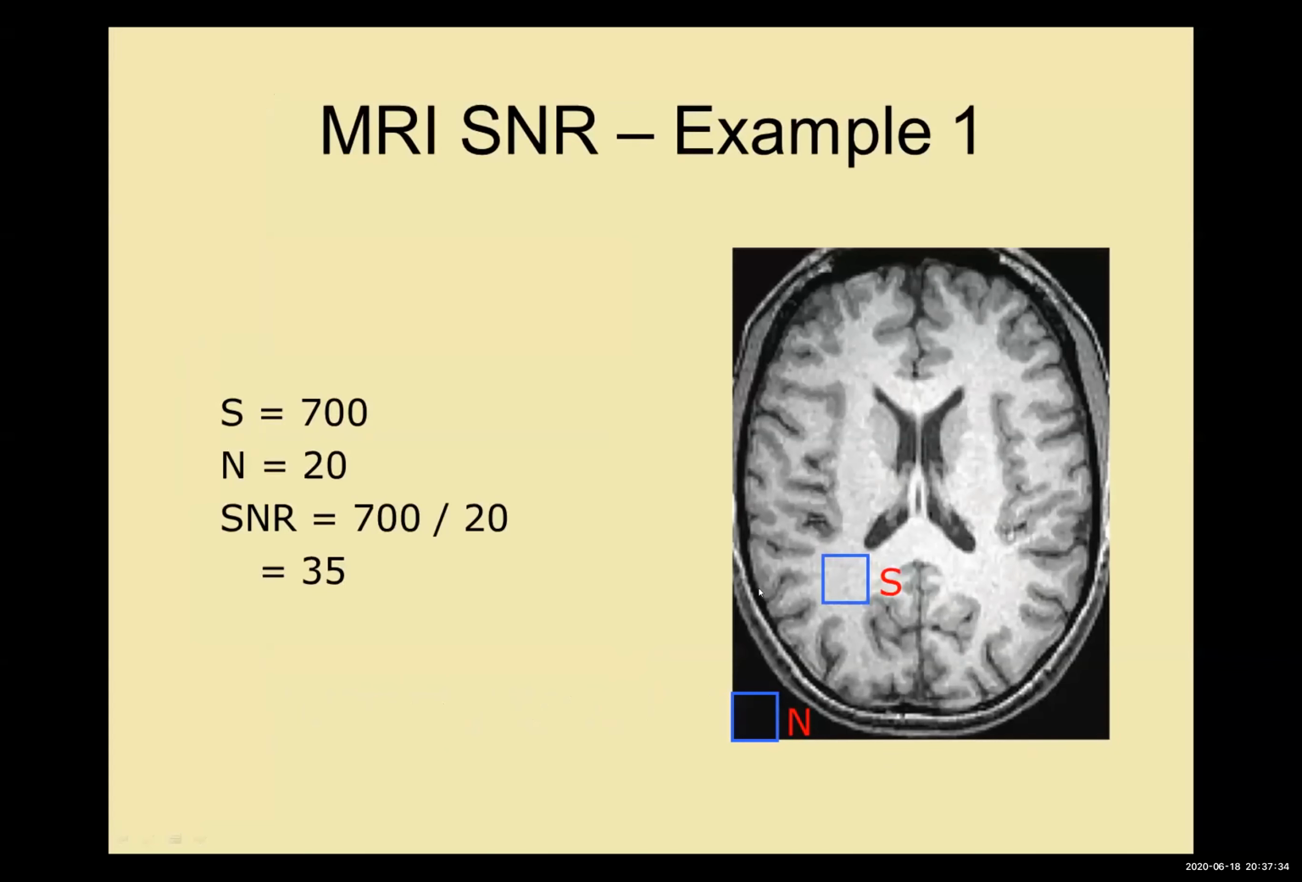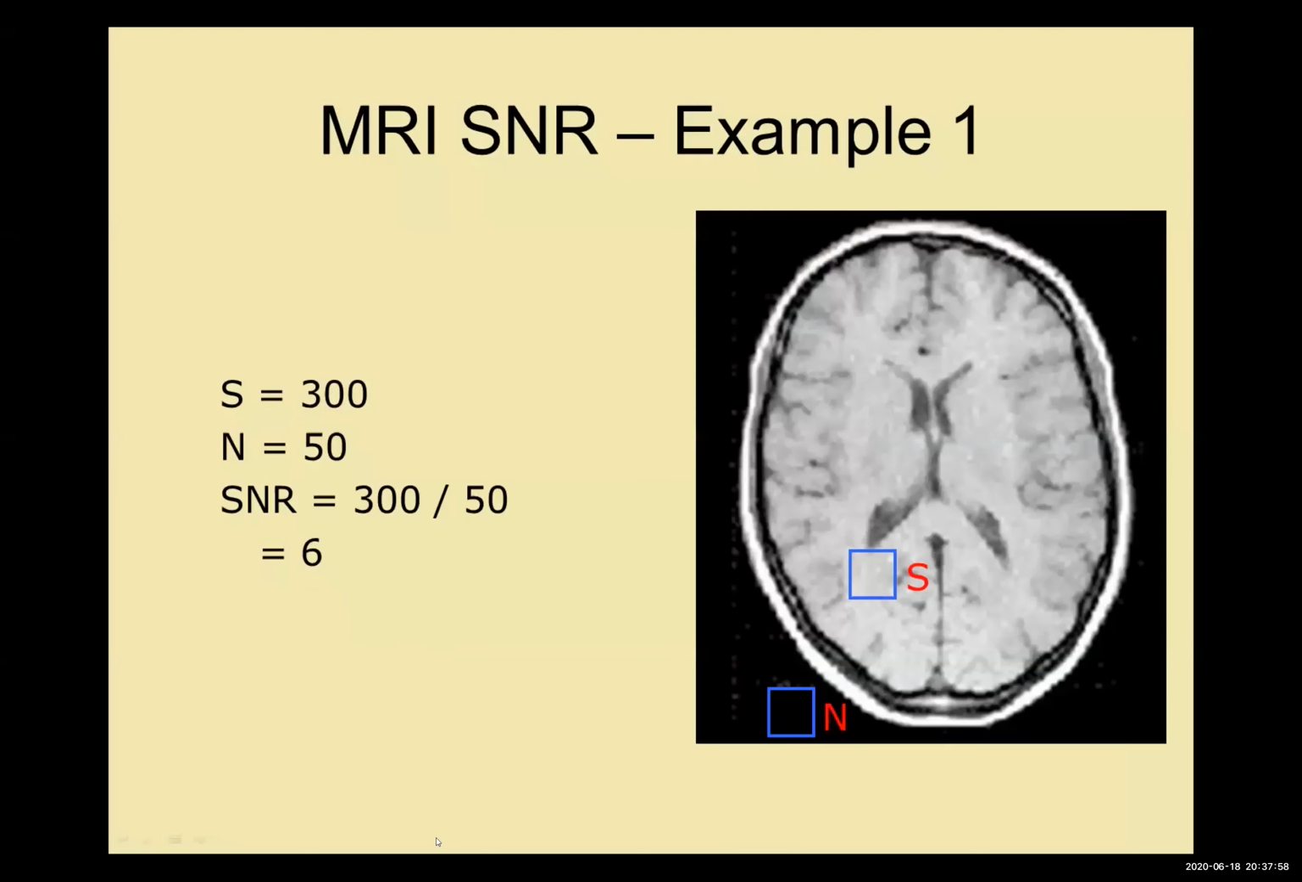This is an example. For simplicity, I take a ROI, region of interest, inside the brain, an area with tissue, and then I take the same region outside the brain, which we are sure has no signal, it's only noise. And then I divide the signal strength: there is 700, and the noise there is 20. As a result, the signal to noise ratio will be 35.